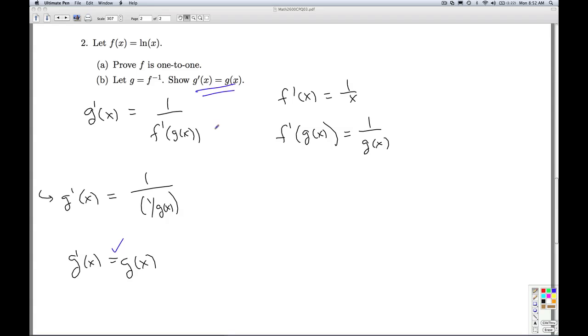All right, so whatever this inverse function is, it's its own derivative. And that's what we'll talk about in section 5.4. That'll do it for number 2.